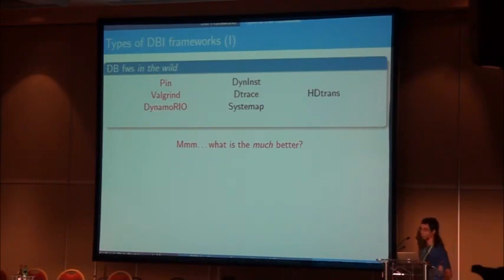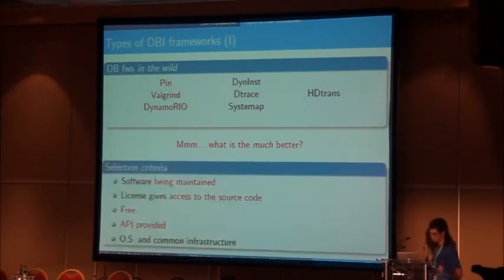This is the question that we have tried to answer in this research. So let me comment on the selection criteria, why we have selected these. Indeed, we have followed these criteria: mainly that the software is actually being maintained, that the license gives access to the source code, that it's free for use, that there is some kind of API to be able to develop a DBA dynamic binary analysis tool, and we have also looked for operating system and common infrastructure in order to be able to compare.